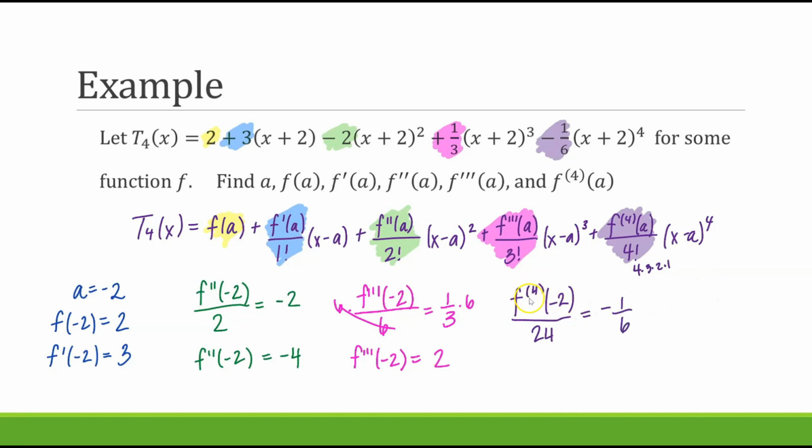And then solving over here for the fourth derivative at negative 2, I'm going to multiply both sides by that 24. All right, so these are going to cancel out. And then we'll end up with our fourth derivative at negative 2 is equal to negative 4. So 6 goes into 24 evenly as 4, and it was negative. So we have worked backwards here and found the values of a, f of a, and then all of the derivatives evaluated at a up till the fourth derivative.